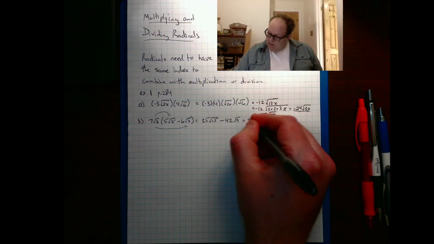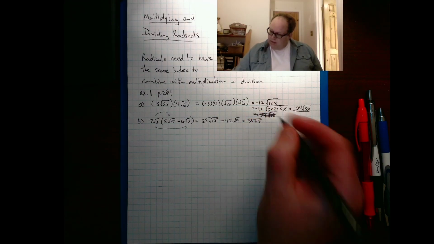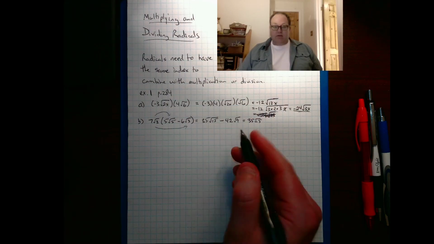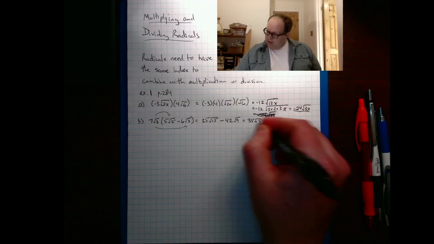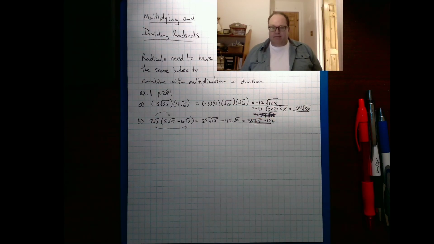I can't do anything with the 35 root 15. That's pretty well done. But the square root of 9 is just 3. So I end up with 3 times 42, or 126. And that's about as far as I can take that.